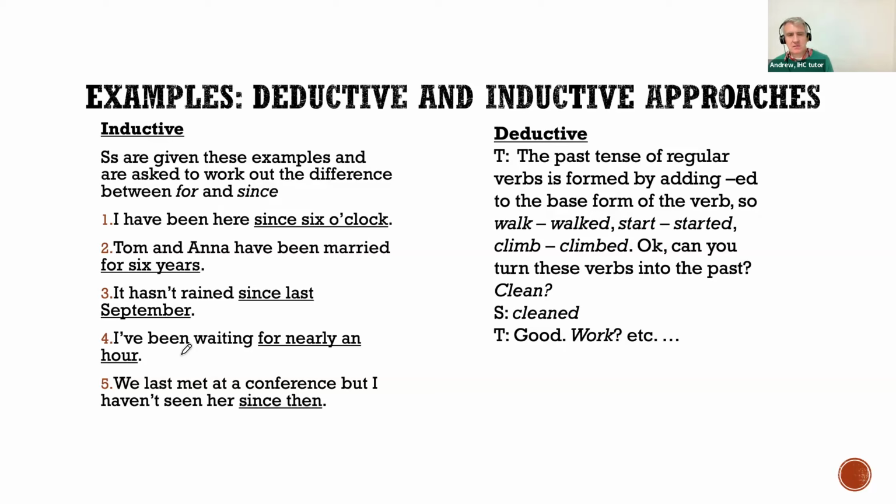Okay, so look at these examples then. Can you tell me what is the difference between for and since? How do we use for and how do we use since?